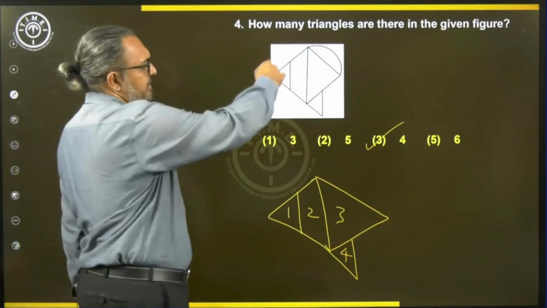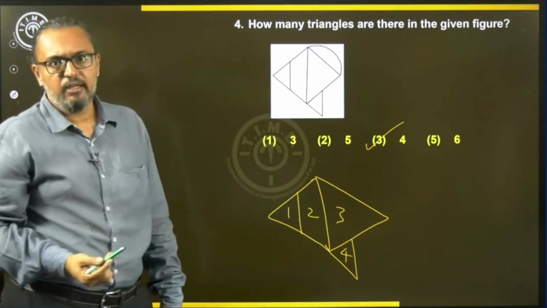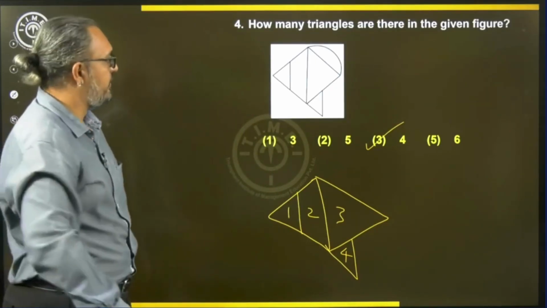4 triangles, counting the number of triangles. You can simply retrace them. In the diagram, if you retrace them, you will start recognizing how many are there. Correct? Yeah.